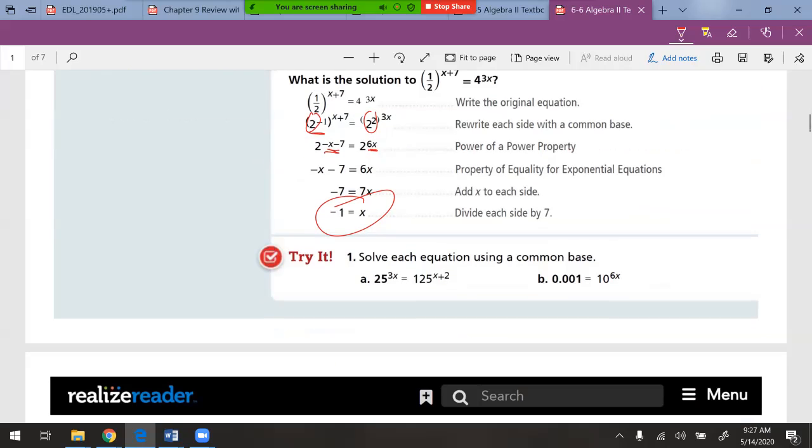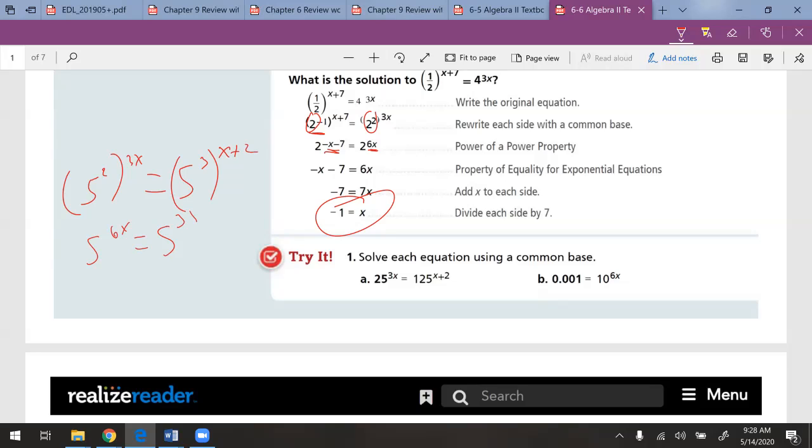Here we go. This one here, 25 to the 3x equals 125 to the x plus 2. We can change this to base 5. So it's 5 squared to the 3x equals 5 cubed to the power of x plus 2. We have 5 to the 6x equals 5 to the 3x plus 6. And since the bases are the same, the exponents are the same, 6x equals 3x plus 6. 3x equals 6, x equals 2.